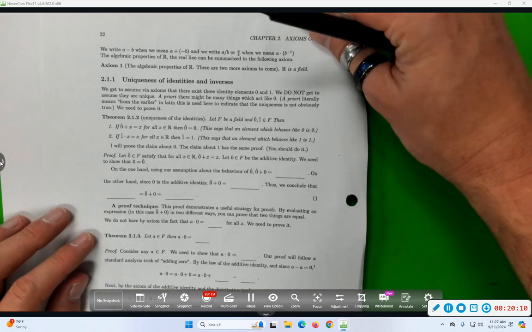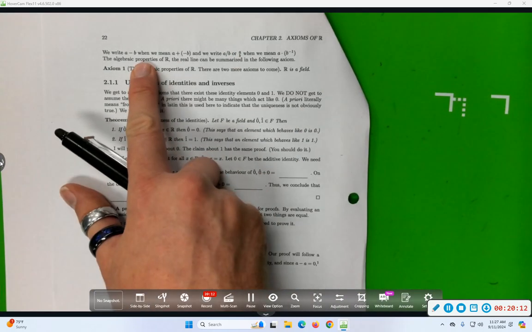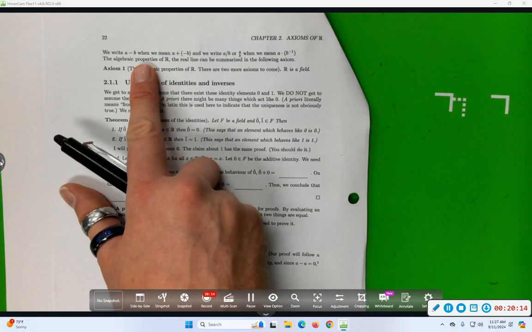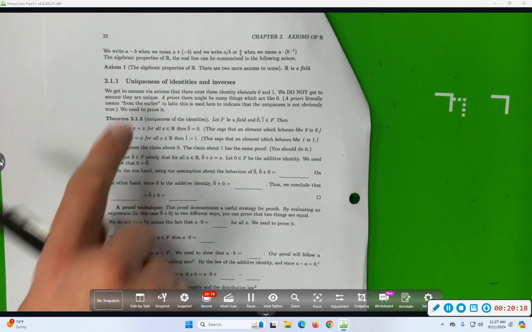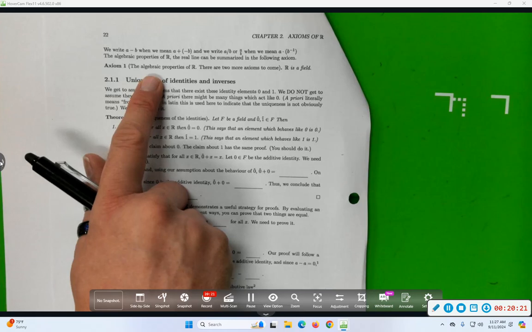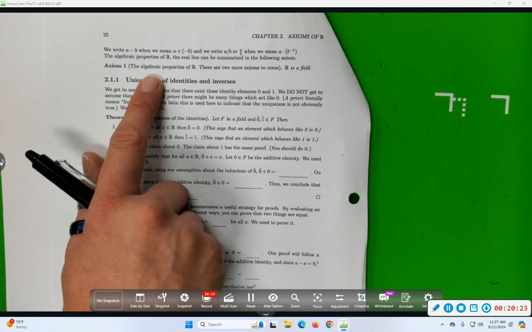Okay, so subtraction. You know what subtraction means? It's add the inverse. You know what division means? It's multiply by the multiplicative inverse. The first axiom of the real numbers is as follows. The real numbers are a field.